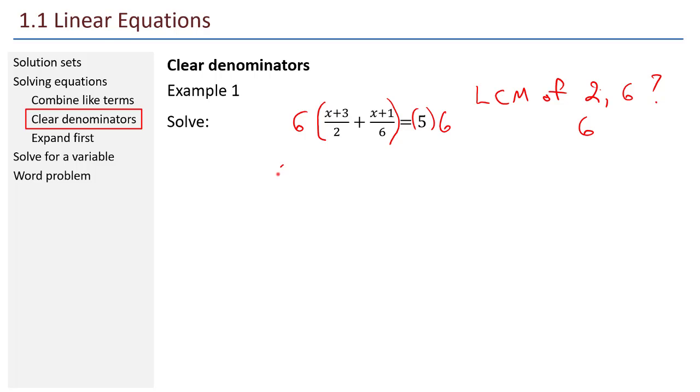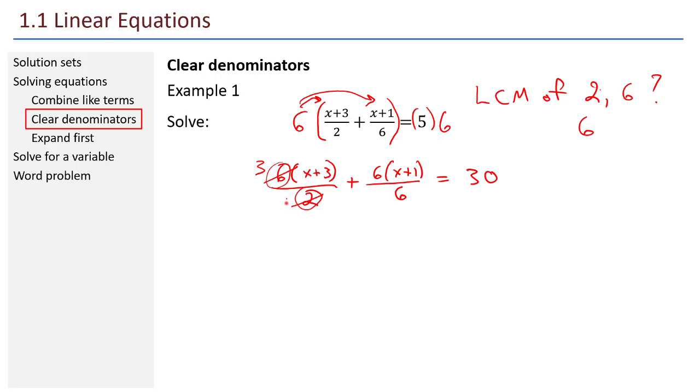So on the left we get 6. Now I'm going to distribute my 6, and on the left side 6 times x plus 3 all over 2 plus 6 times x plus 1 all over 6 equals 30. And I have some factors I can cancel, or at least reduce. I have a 6 over 2, and let's see, they both have a factor of 2, so that's like a 3 and a 1.